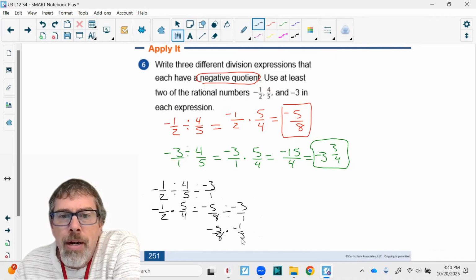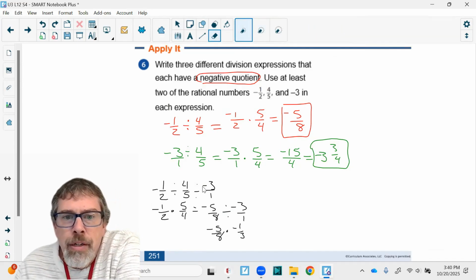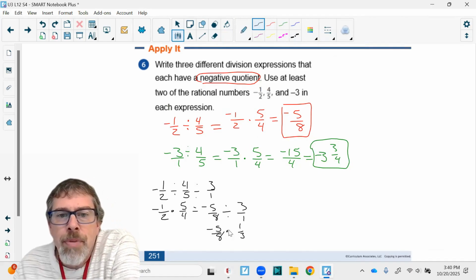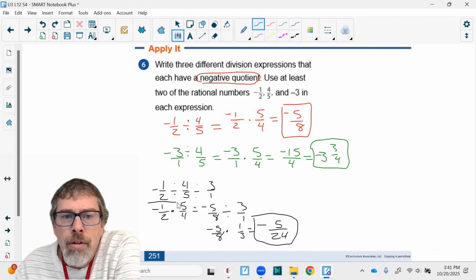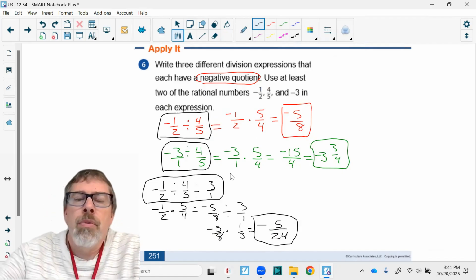However, this is going to be positive. So instead of using a -3 right here, I'm going to use a +3 because I'm not going to get a negative solution if I have 2 negatives. Okay, hopefully that makes sense to you. Negative times a positive is negative. 5 times 1 is 5. 8 times 3 is 24. So there are 3 quotient equations that came out to be a negative solution.